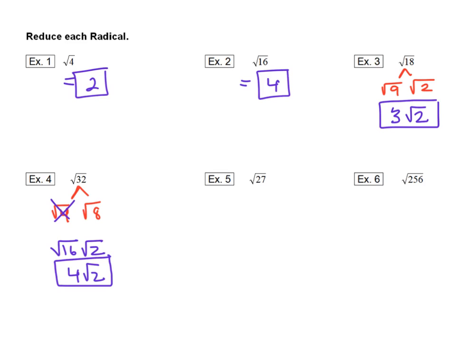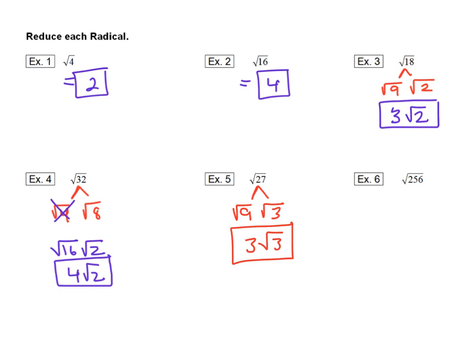Alright, example 5, square root of 27. So go through the list. 4, 9, 16, and you say, oh, 9. 9 fits in 3 times, so the square root of 9 times the square root of 3. Here's the check. Look at the second number. Do any perfect squares fit into 3? Well, 4 is the first one we would check, and that's too big, so we can go ahead and simplify. The square root of 9 is 3, and the square root of 3 stays. So we have 3 square roots of 3.